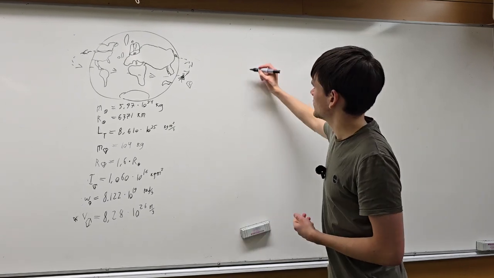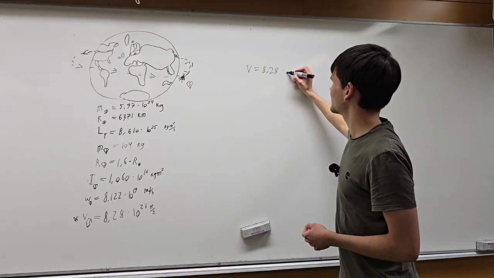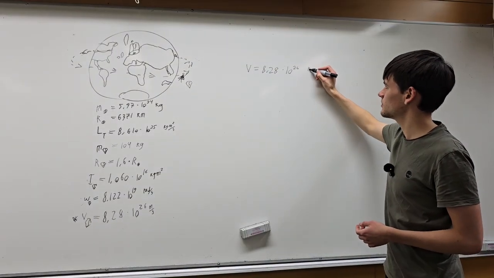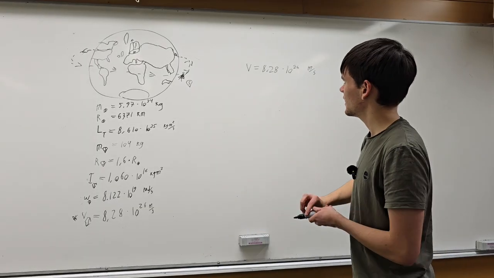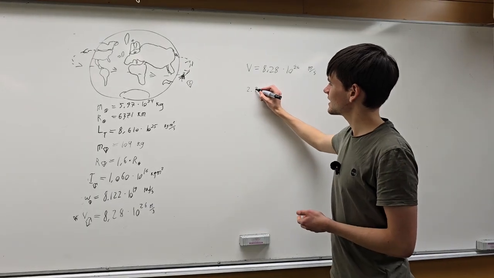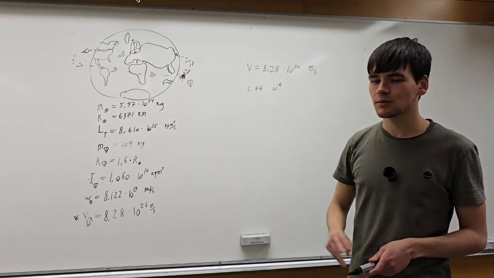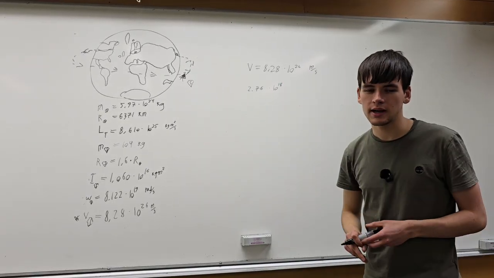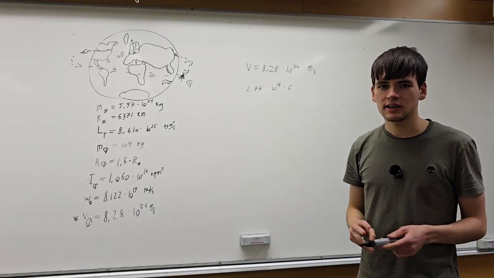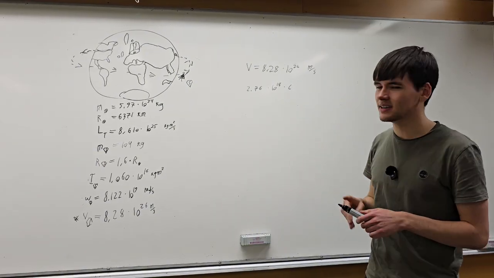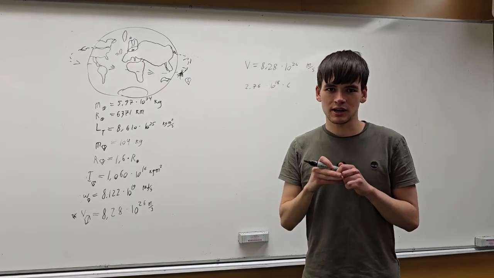In fact, his speed is 8.28 times 10 to the 26 meters per second. That's an enormous number. Actually, it's 2.76 times 10 to the 18th, that's one with 18 zeros behind it, times the speed of light. It's almost 3 quintillion times the speed of light. And that's just not possible, as we'll show you in a bit.